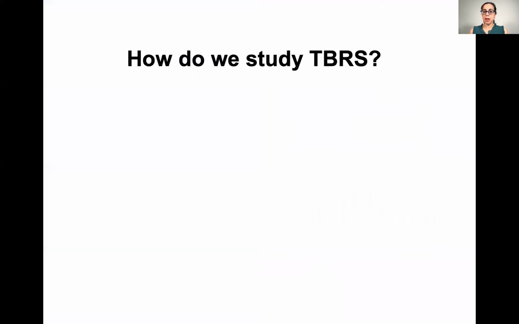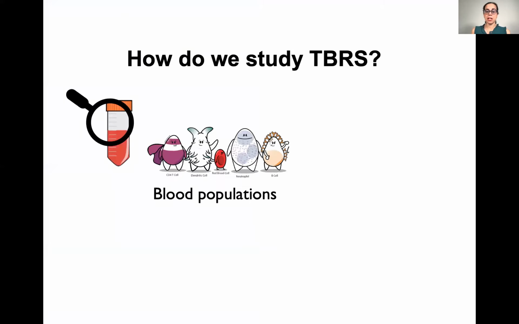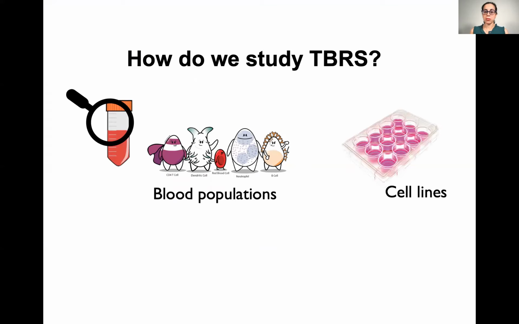So how do we study TBRS? We really want to thank all of you who are part of this study of TBRS, which all starts with you giving us a little bit of your children's or your own blood. With this blood sample, we can isolate different populations. We can look at different blood populations. You will hear about that a little bit later also. And we can also make cell lines. Those are cells extracted from the blood that we can grow, as you can see here, in a lab setting, in a plate.